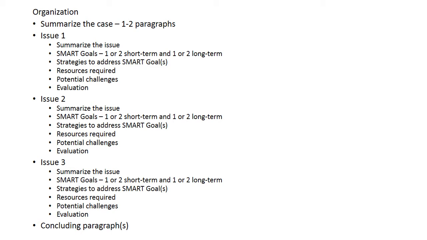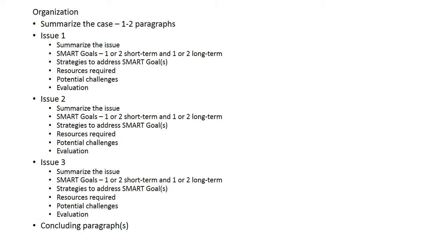Any resources that are required for you to achieve the goal. So for example, if you plan to purchase curricular materials that you're familiar with, how are you going to do that? There'll be textbook purchase money, for example.